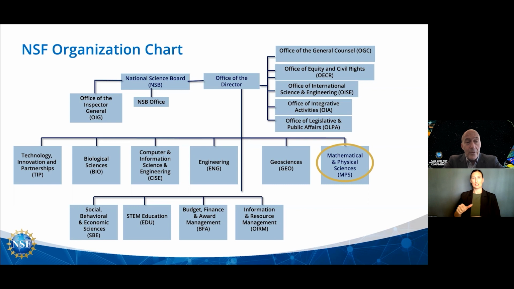So there's TIP, which is Technology, Innovation, and Partnerships, Biological Sciences, Computer Science, which is CISE, Engineering, Geosciences, Mathematical and Physical Sciences, MPS, that's highlighted, Social, Behavioral, and Economic Sciences, SBE, and STEM Education, that's EDU. It used to be EHR, but it's been recently renamed. Now it's the EDU Directorate. Okay, so that's the overview of how everything sits inside of NSF. We're going to be looking at MPS.